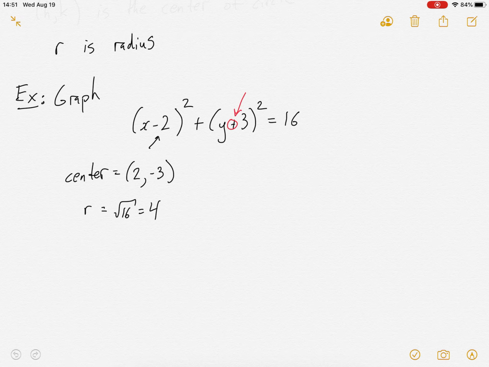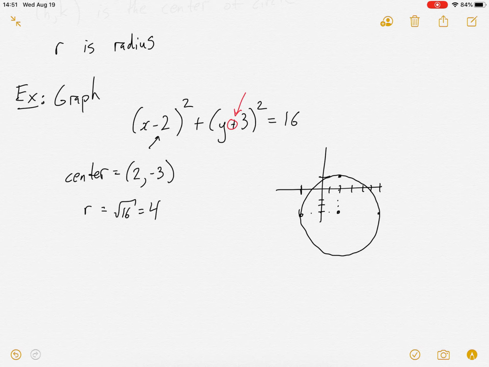So if you were to sketch this graph, you might just real quick do something like this. There's my center, count 1, 2, 3, 4. Now, whenever I graph circles by hand, it usually doesn't end up very good. So we'll see how this goes on the iPad. Not too bad. That would be my circle.